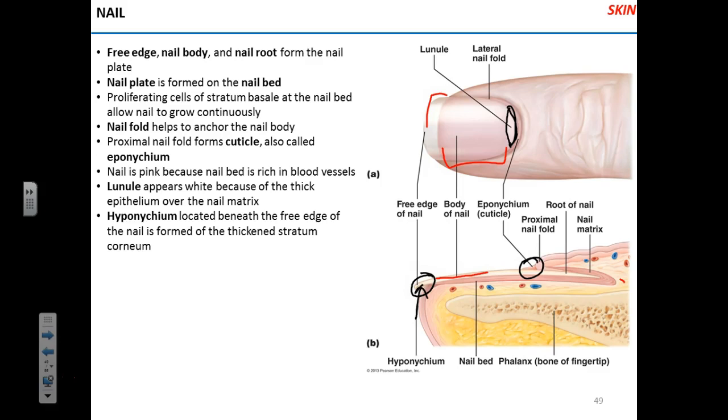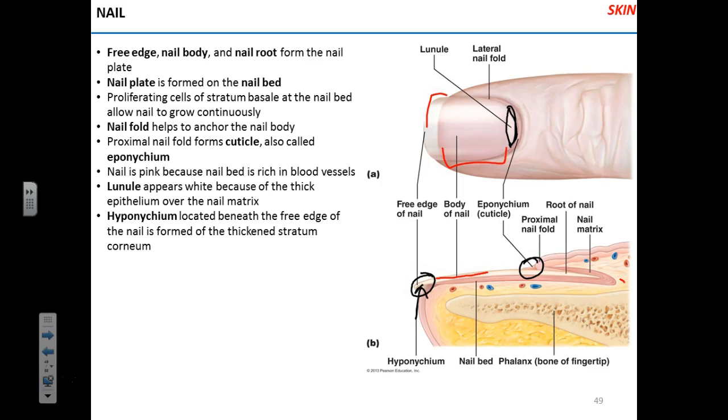If you ever had your nails removed completely, and unfortunately I experienced that, you can look at the free edge, and it's much thicker than the body of the nail, because of that thick stratum corneum.